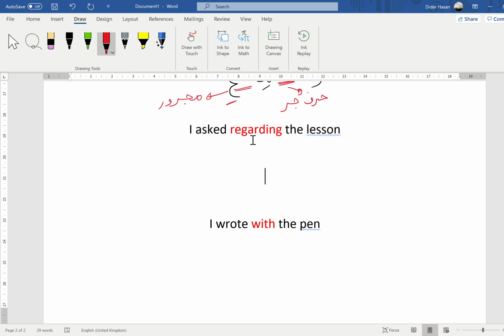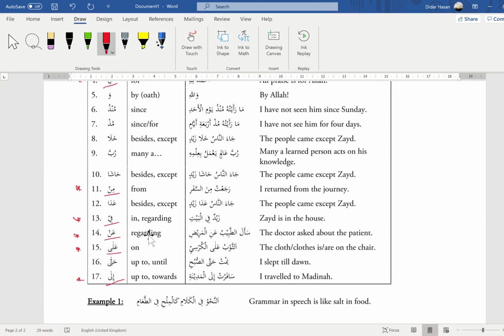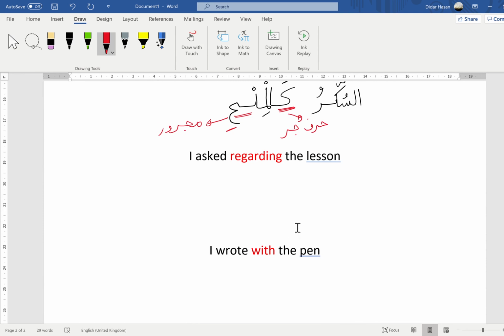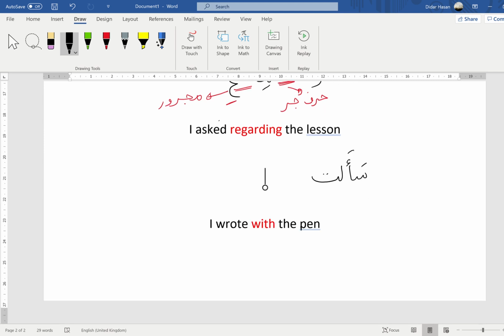Okay, so now we're going to use regarding. So you must remember, you must know these huruf al-jarrah from the top of your head. So if I say regarding, you should know that it is this one over here, an. So regarding is an. Okay, so I asked in Arabic is sa'altu. Let's move the mouse out of the way. Okay, there we go. Sa'altu, which is the verb, fi'l, regarding. So regarding was an. Let's see if I can move the pointer. Okay, there. Sa'altu an.